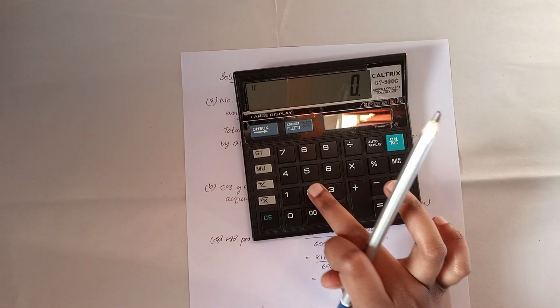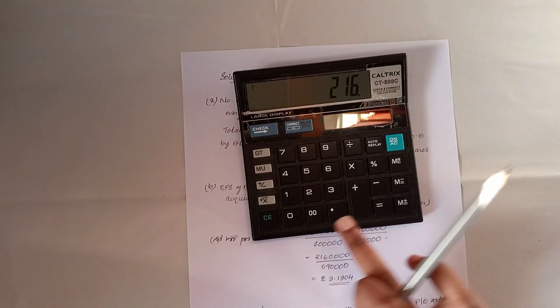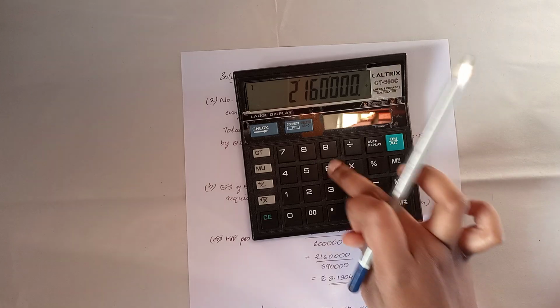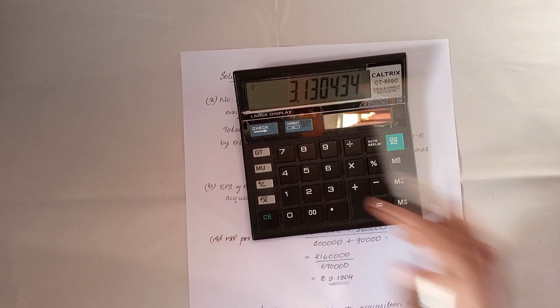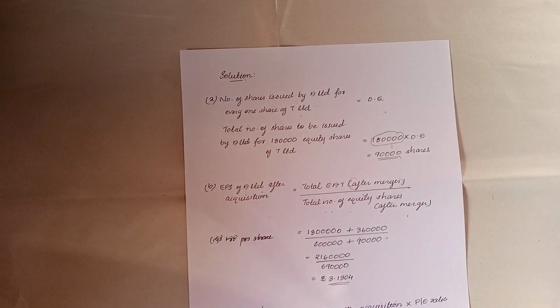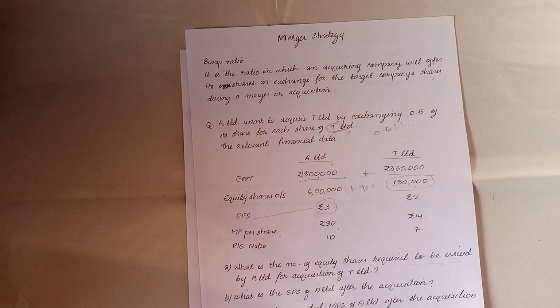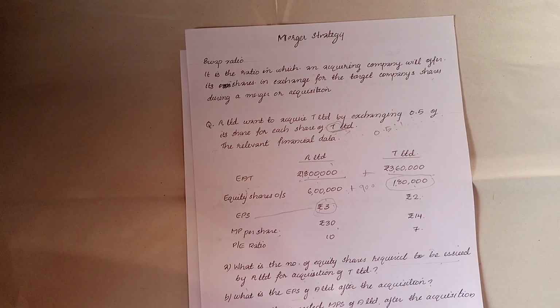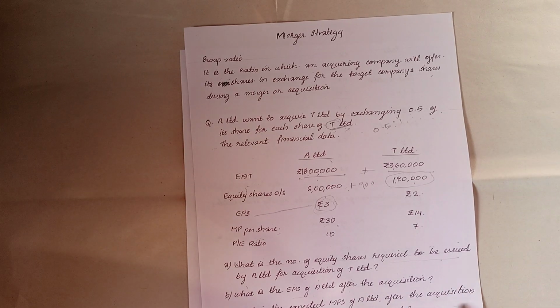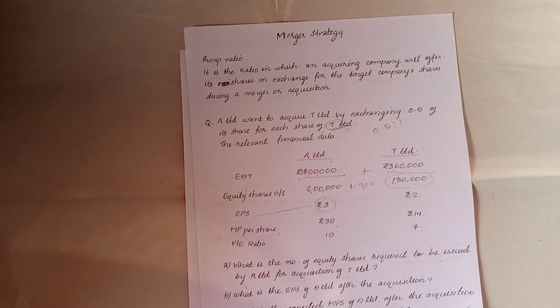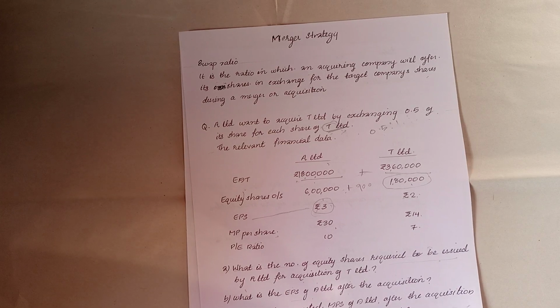Confirm this: 21 lakh 60,000 divided by 6,90,000, we will get 3.1304. Then the next question is, we found the new EPS of A Limited after acquisition. So the next question is, what is the expected market price of the shares of A Limited after the acquisition? Assume the PE ratio remains unchanged.